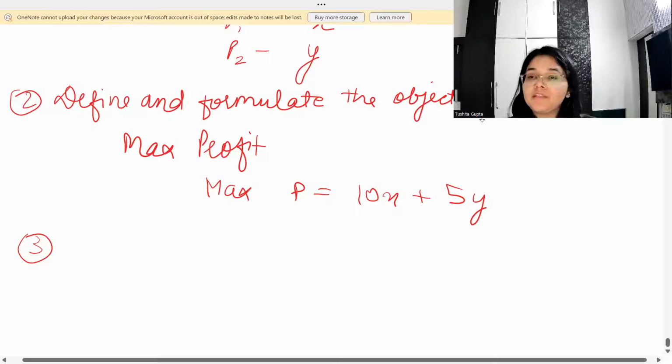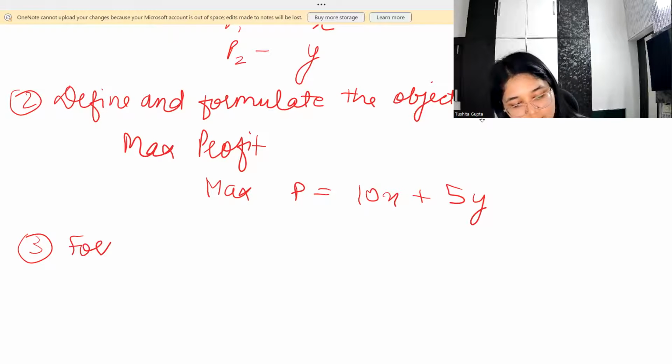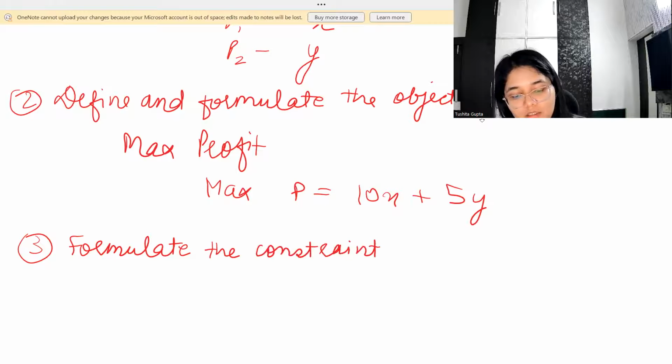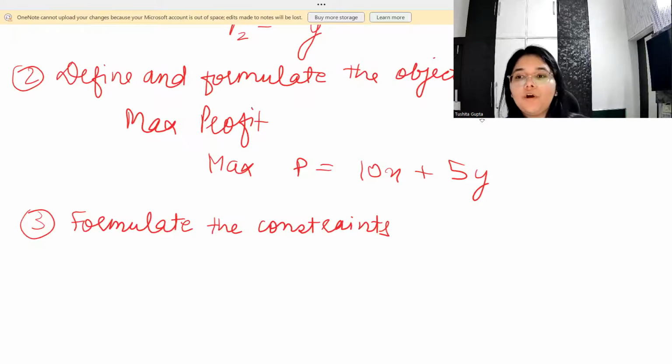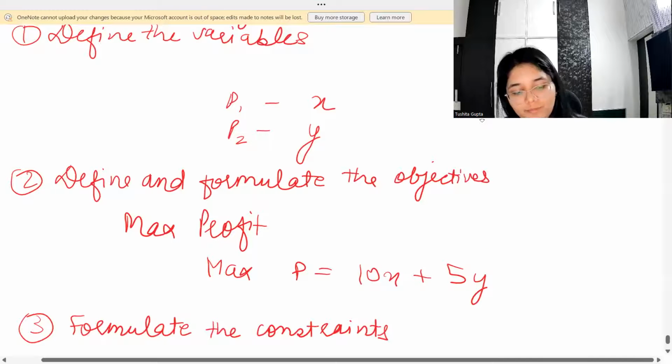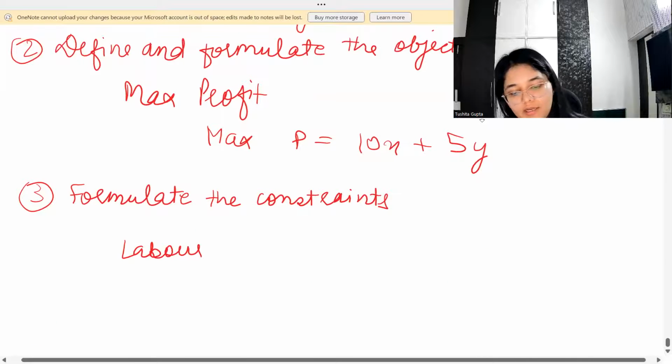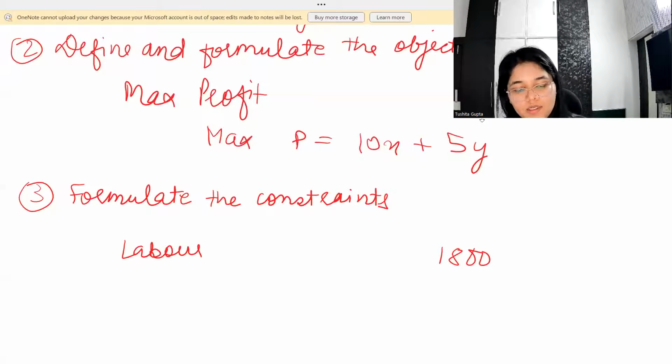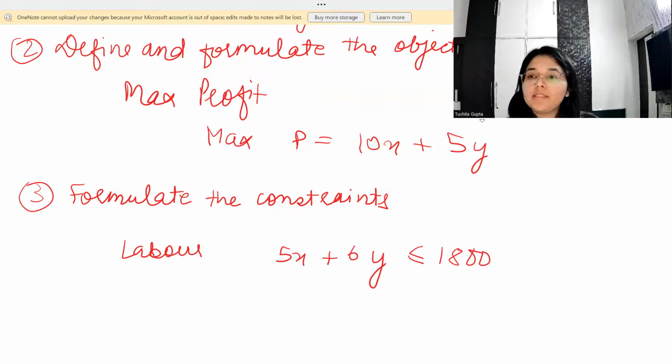So then the third step, once you have defined and formulated your objective, would be to formulate the constraints. Now over here, as we discussed, there will be multiple things which will be restricting you, which will be constraining you, which will be your constraints. So let's suppose a resource which I have, perhaps labor. Maybe for labor in total, I only have 1800 hours. Product X takes 5 hours. Product Y takes, let's suppose, 6 hours. So the maximum that I have is 1800 hours, I cannot exceed that. So this becomes my first constraint.